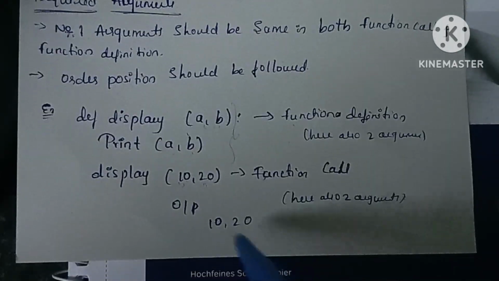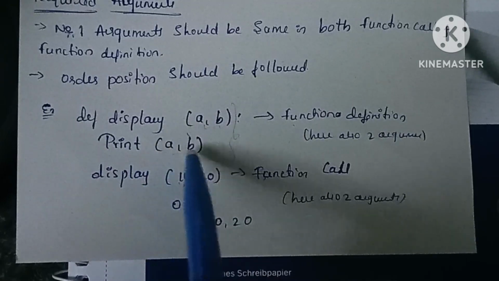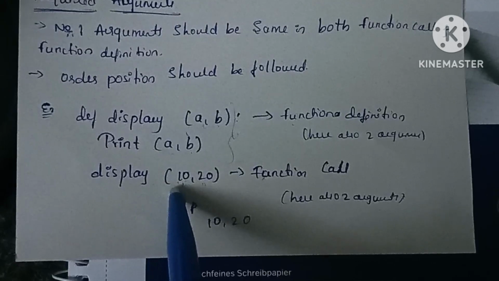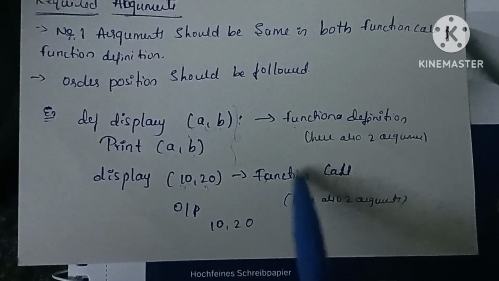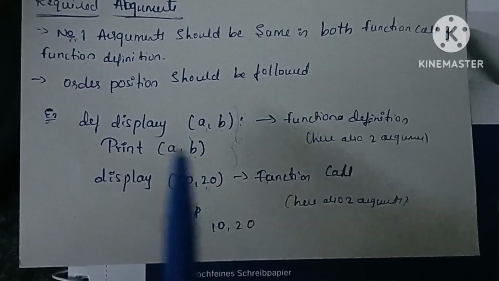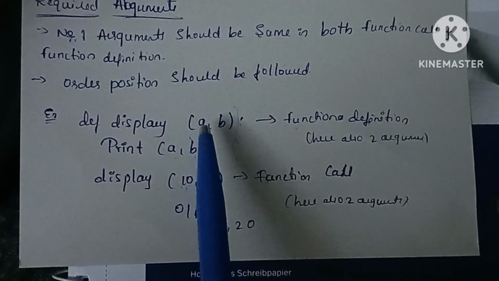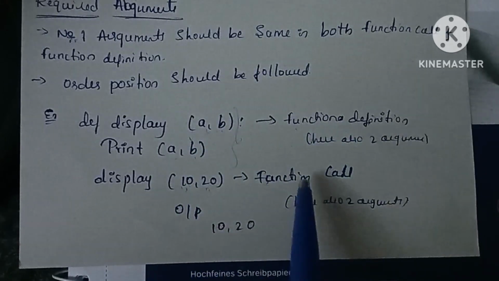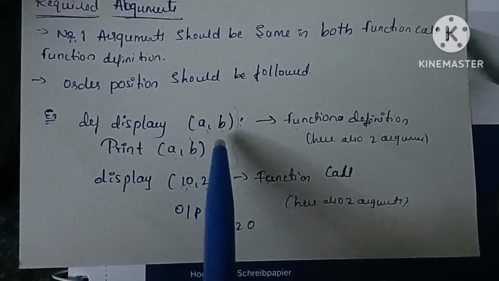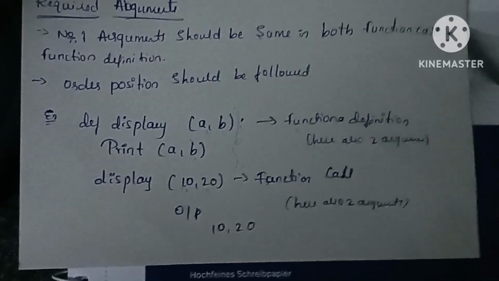What does that mean? I will show you with an example. def display(a, b): print(a, b). This is the function definition. display(10, 20) is the function call. Here two arguments are there, and in the call also two arguments are there. Both the function definition and the function call have the same number of arguments. That is called a required argument.